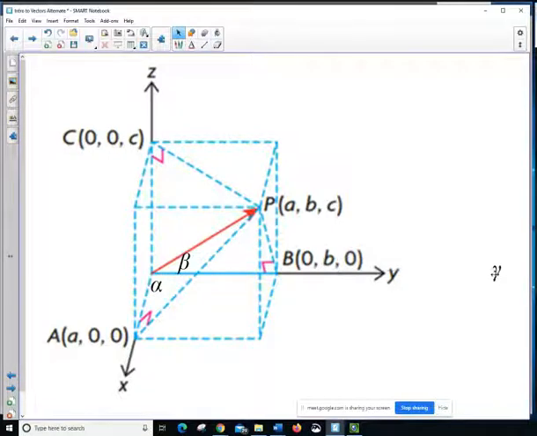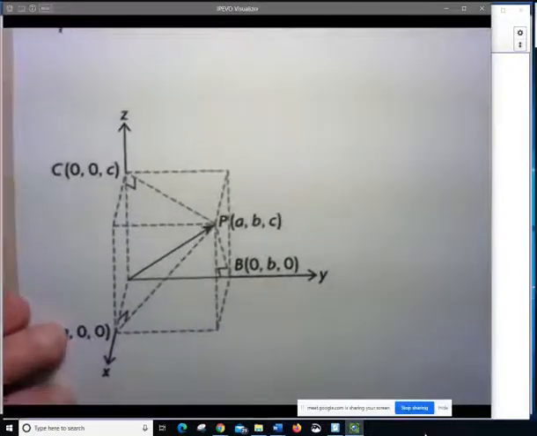Okay, we use the angle from the vector to the x-axis, which we call alpha, the angle of the vector to the y-axis, which we call beta, and then the vector to the z-axis, which we call gamma. Okay, so three angles that we need to define the direction. Okay, one to each axis. All right, and let's see how we can calculate that.